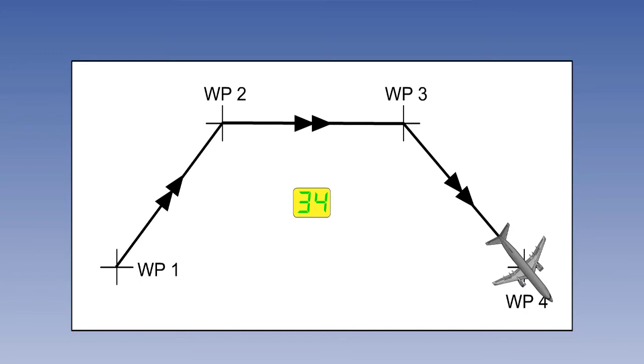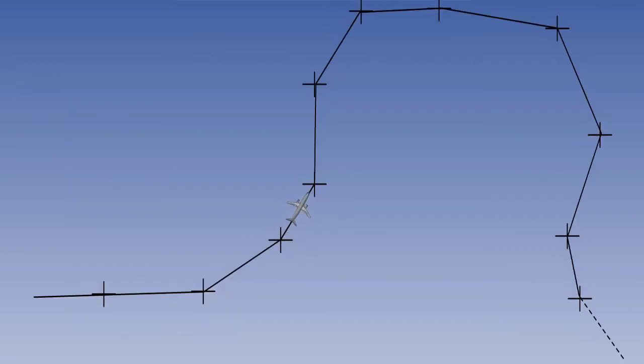Almost all routes will require more than 9 waypoints. This is no problem. Suppose waypoints 1 and 2 have been overflown and the aircraft is now on the leg between waypoint 3 and waypoint 4. Waypoints 1 and 2 are no longer required. Waypoint 10 can be loaded into store number 1 and waypoint 11 can be loaded into store number 2.